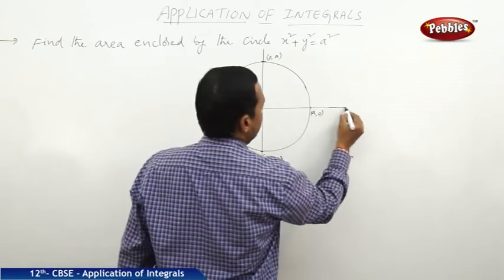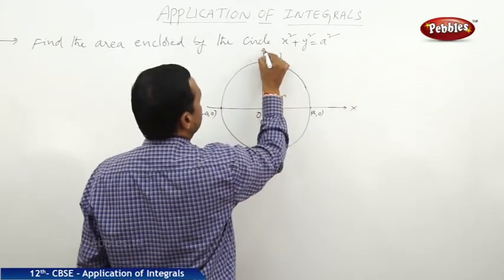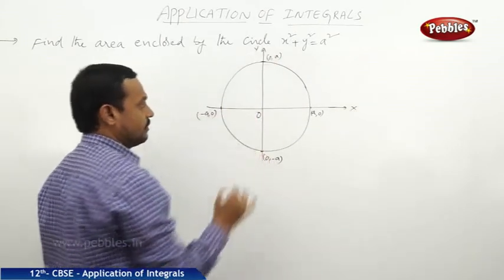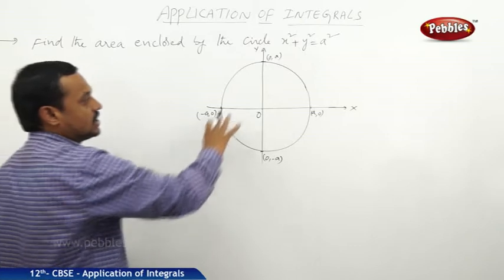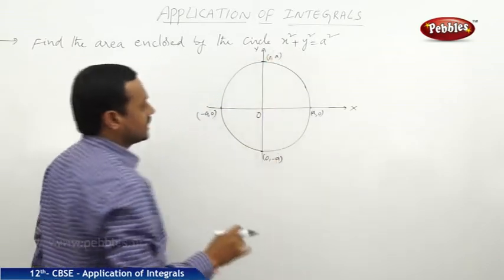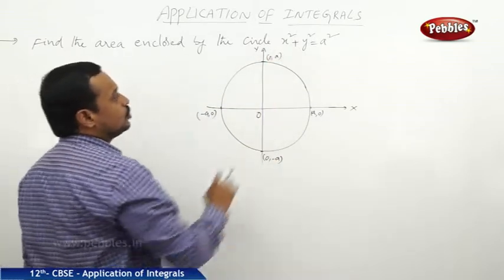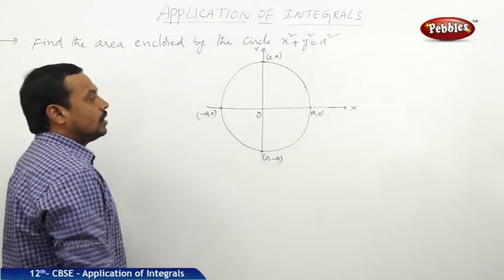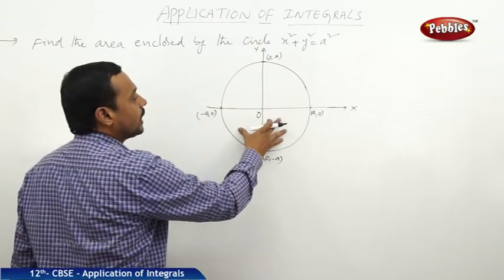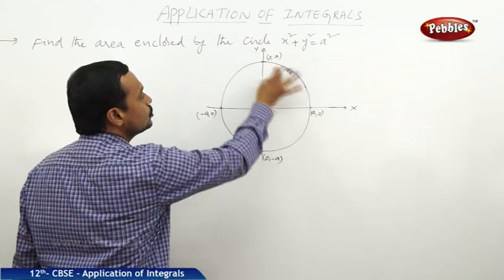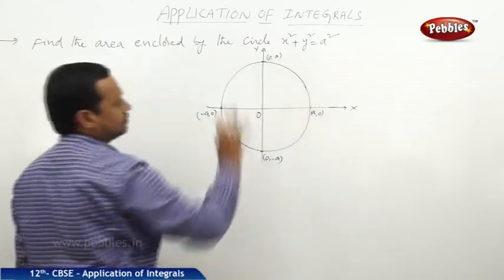So it is an x-axis, a y-axis, origin. Okay, negative x-axis, negative y-axis. So it is the general graph of a circle whose center is at origin. Now we are going to find the area enclosed by the total circle.